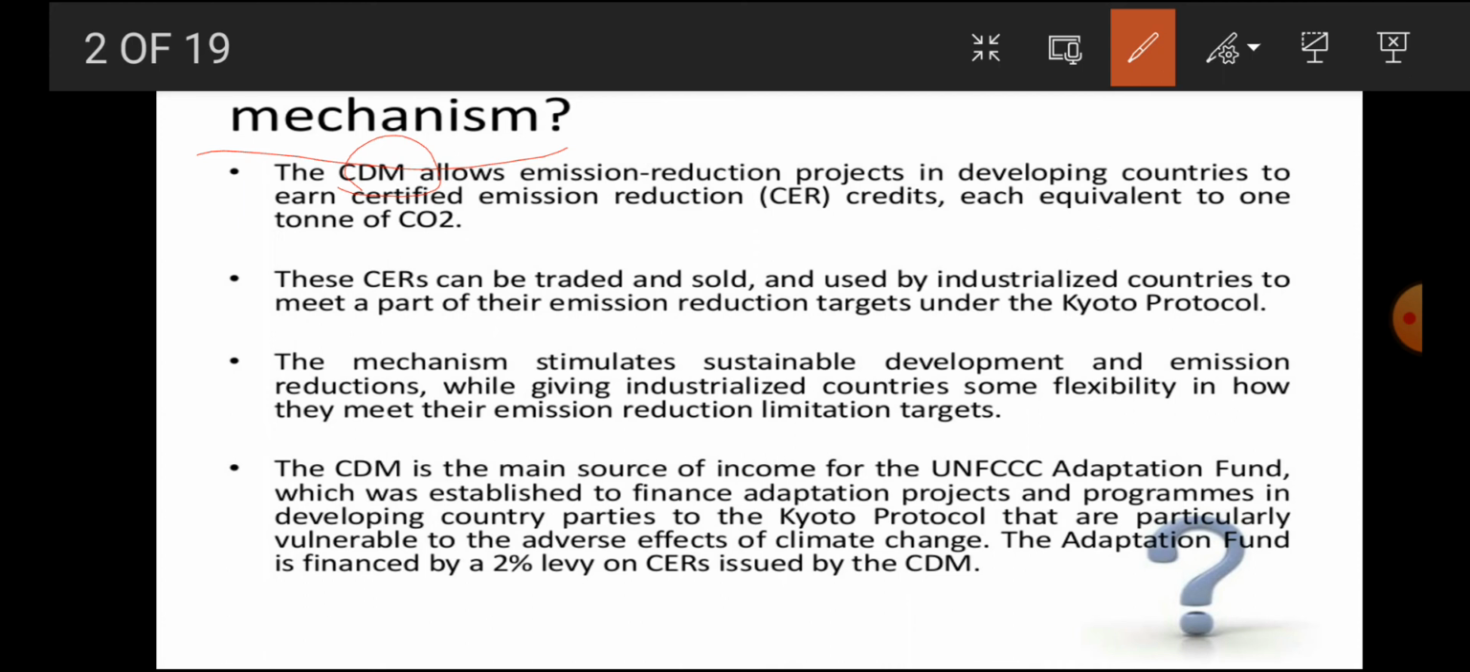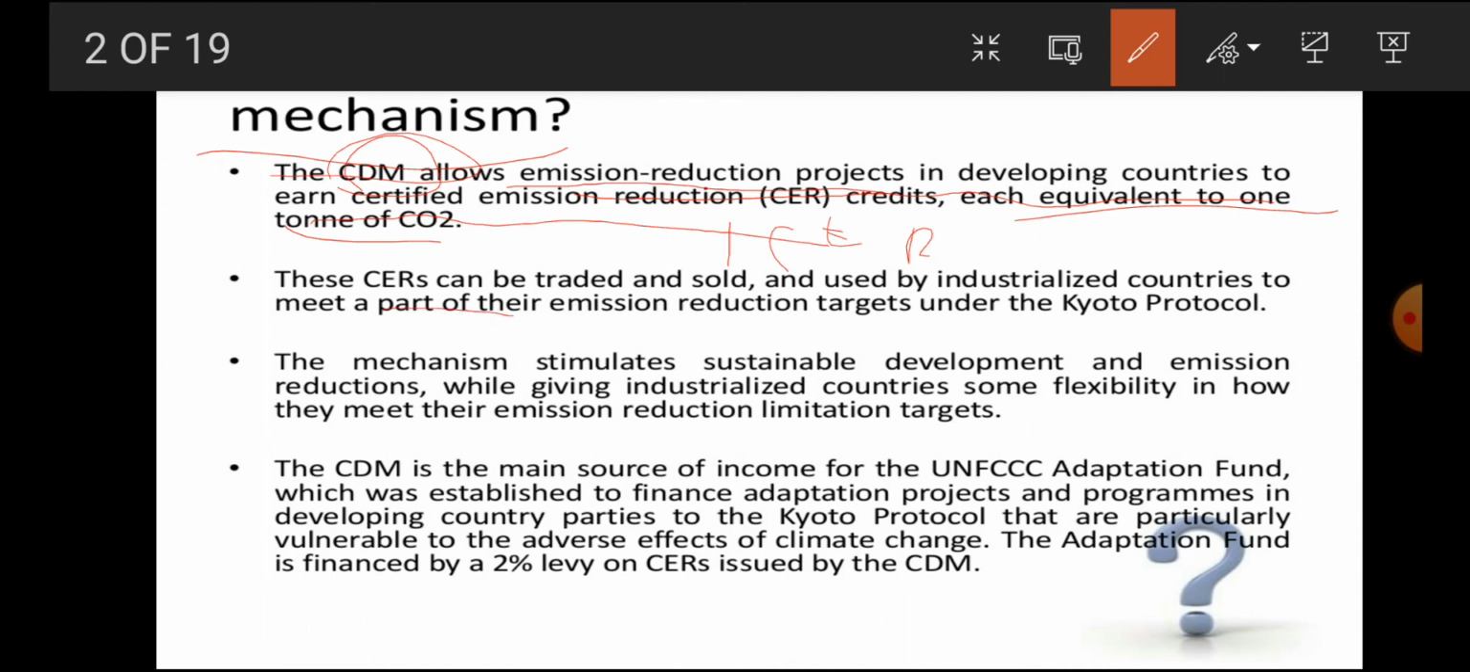So this is the methodology. Once a CDM project is registered, it is then issued Certified Emission Reductions. This mechanism allows emission reduction projects in developing countries to earn Certified Emission Reduction credits. When your project is approved, CER certification is issued, with each CER unit equal to a reduction of 1 ton of carbon dioxide equivalent. So 1 CER is equivalent to 1 ton of CO2 reduction. These CERs are offsets that can be bought and used by developed countries to meet their Kyoto commitments.